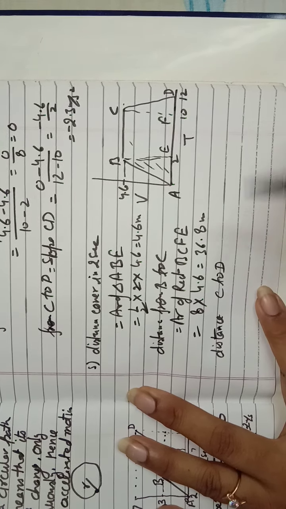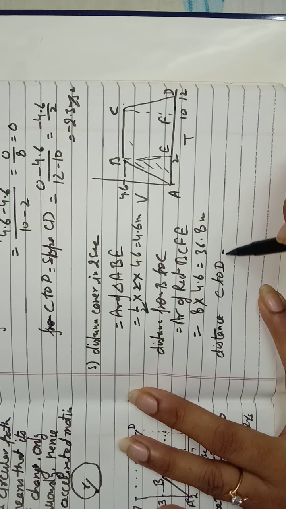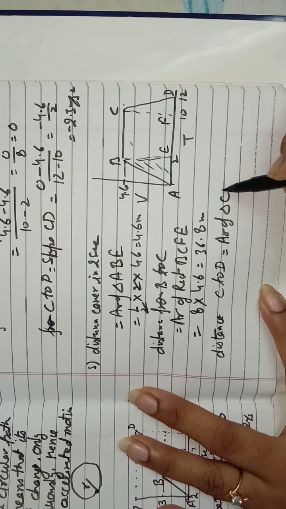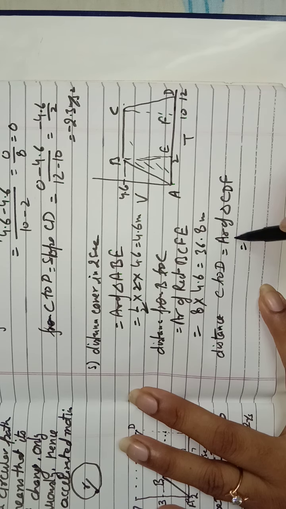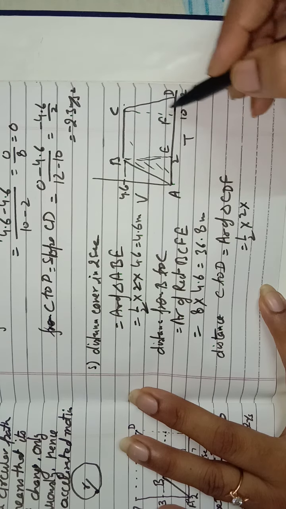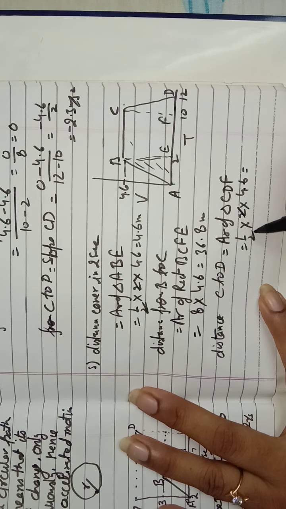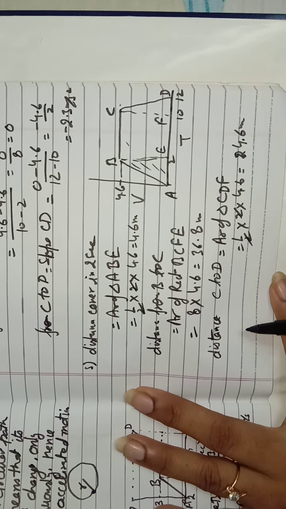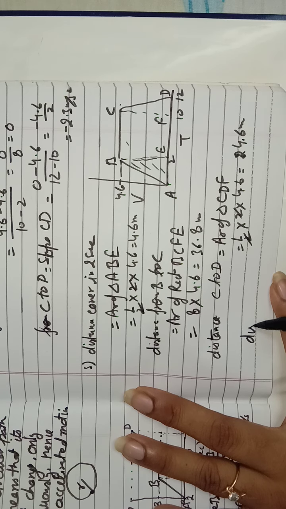Distance from C to D is equal to the area of triangle CDF. Area is 1 upon 2 into base, which is 2, and height is 4.6. Again this distance is 4.6 meter.